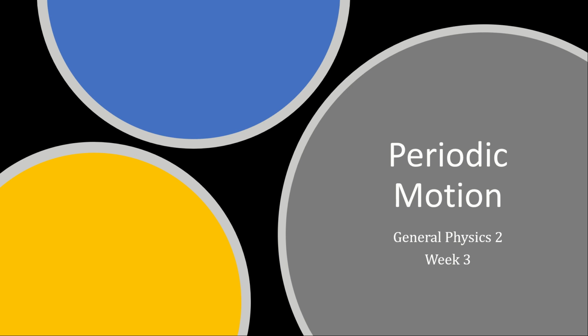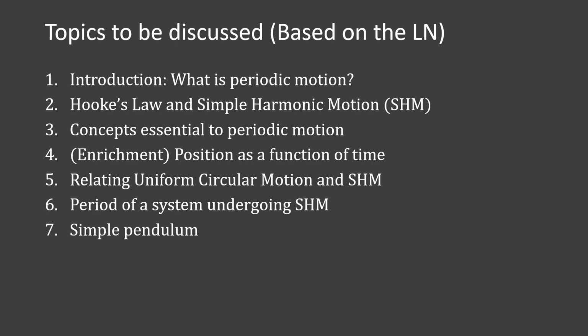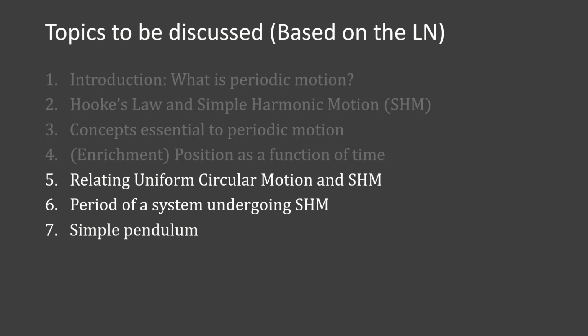Okay, this video will focus on the remaining topics not yet covered under periodic motion. Based on the lecture notes, periodic motion covers 7 topics or sections, and the first 4 were already discussed back in the lecture. So we're going to focus on the last 3, which are relating uniform circular motion to SHM, simple harmonic motion, the period of a system undergoing such motion, and finally we're going to apply these equations to a simple pendulum in the hopes of getting the expressions that we need.